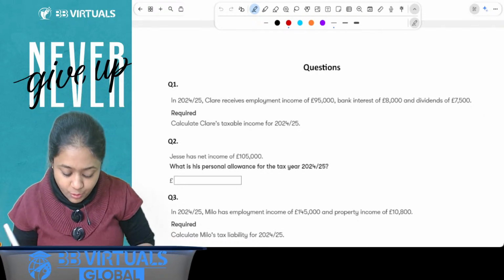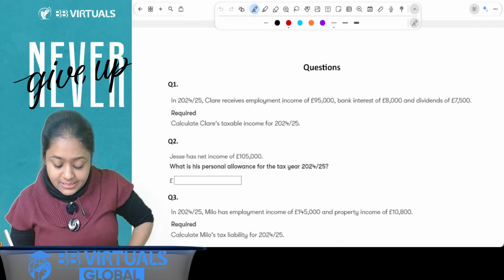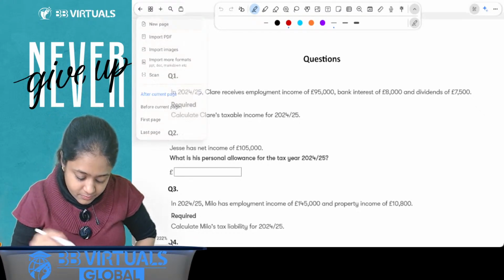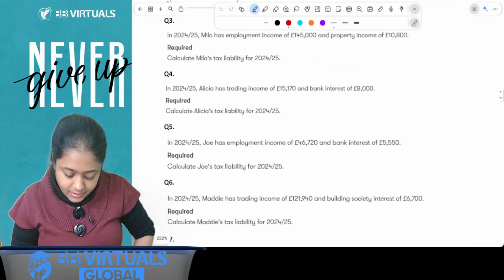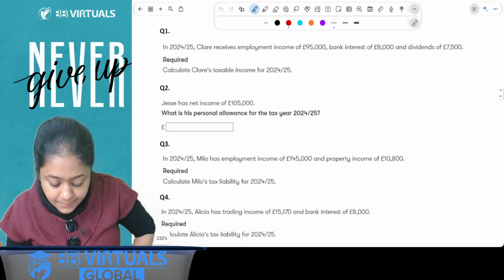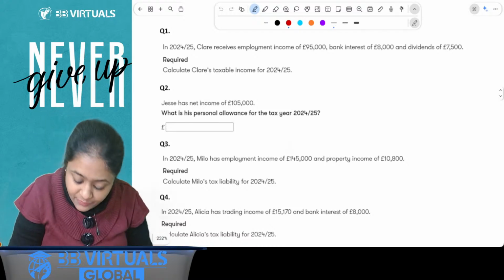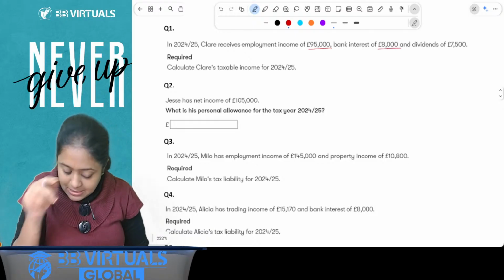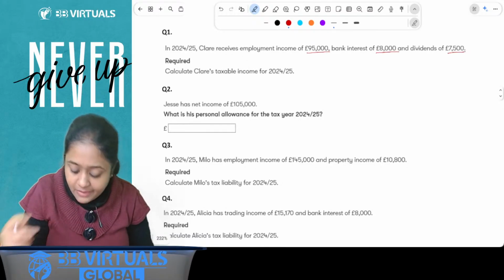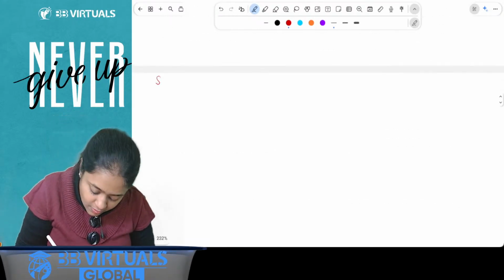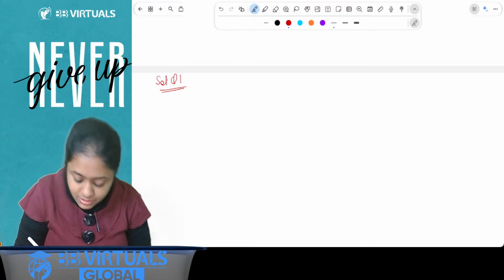So in 24-25, Claire receives employment income of 95,000, bank interest of 8,000 and dividend of 7,500. Let's calculate the tax liability. So I will solve here. The question solution is already here, but I'll solve it here.